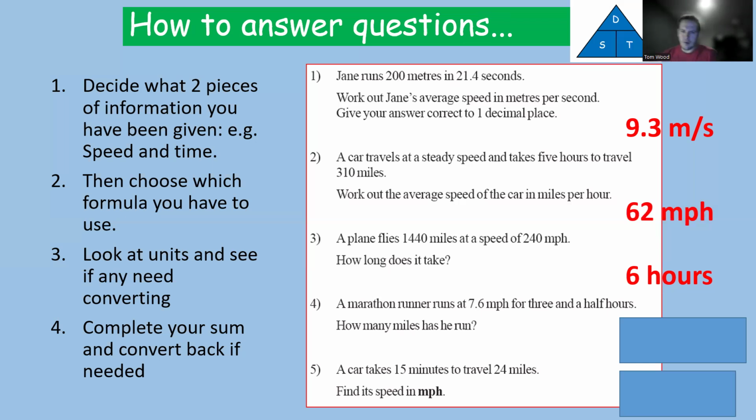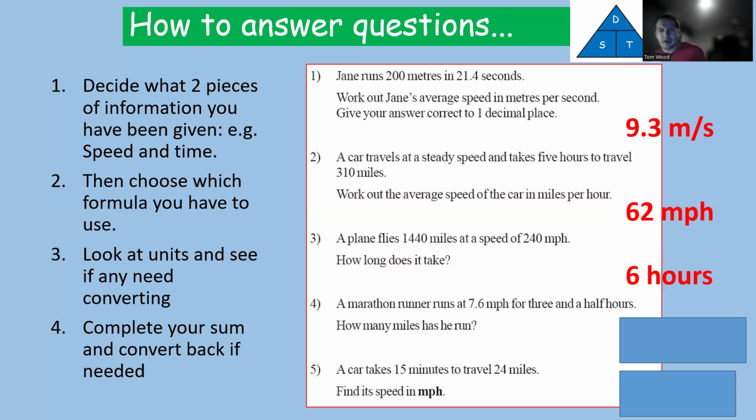A marathon runner runs at 7.6 miles per hour for 3.5 hours. How many miles has he run? So how many miles has he gone? That is a distance. So we're going to cover up distance, and we've got speed and time. Just imagine they're next to each other, just as with any algebraic notation, or even brackets. You know, if we have a number outside of a bracket, it means you have that many of the bracket. So in this case here, we have S and T right next to each other. That means multiplied together.